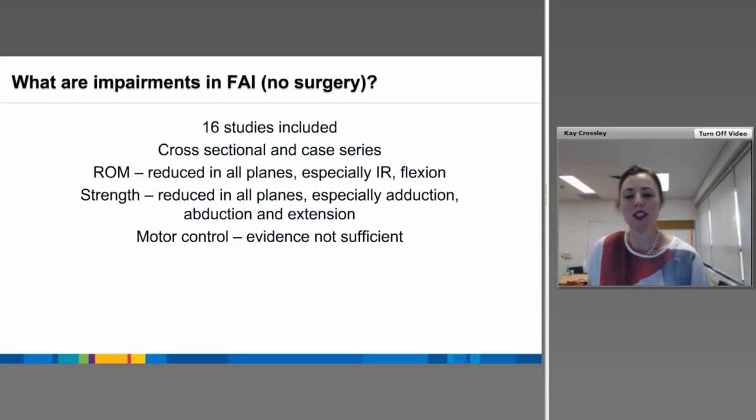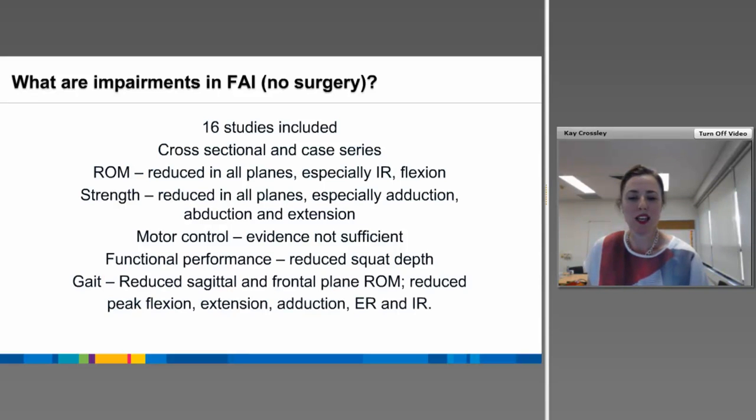There was very little evidence for motor control in these patients, that functionally they had reduced squat depth, and for their gait they had reduced sagittal and frontal plane range of motion, and also reduced peak extension, flexion, adduction, external rotation and internal rotation.